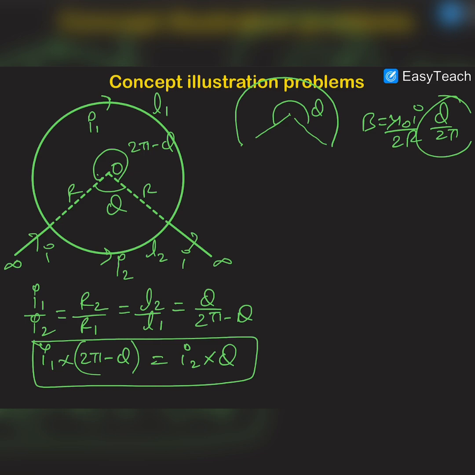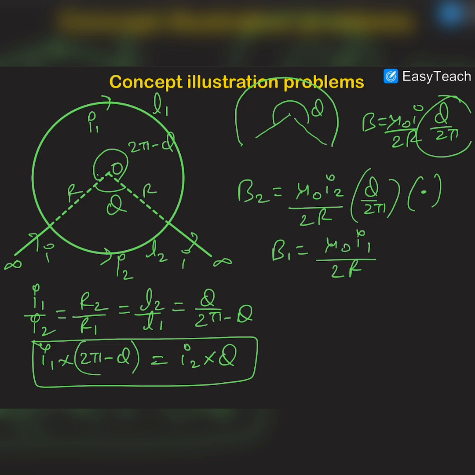So B due to the lower part of the wire will be B2, and it would be mu naught I2 by 2r into theta by 2 pi, and the direction of the magnetic field due to the lower part is outside the plane of the paper. B1 will be in the inward direction, and it would be mu naught I1 by 2r into 2 pi minus theta by 2 pi.